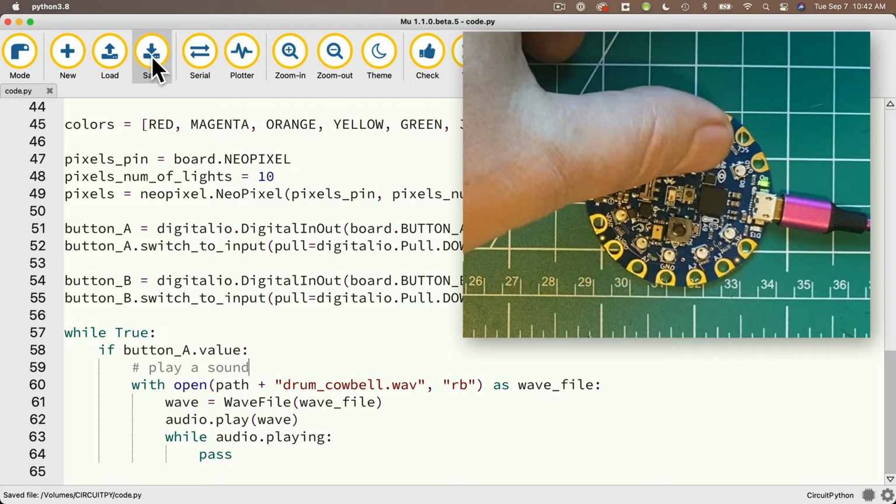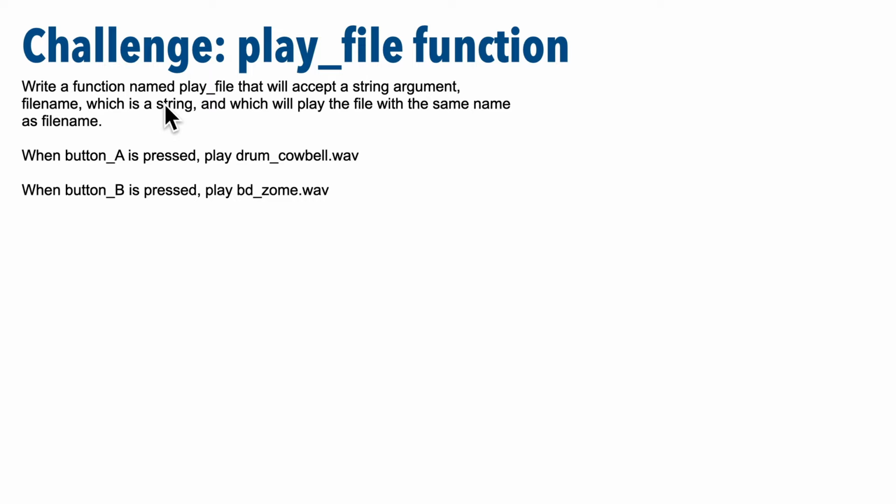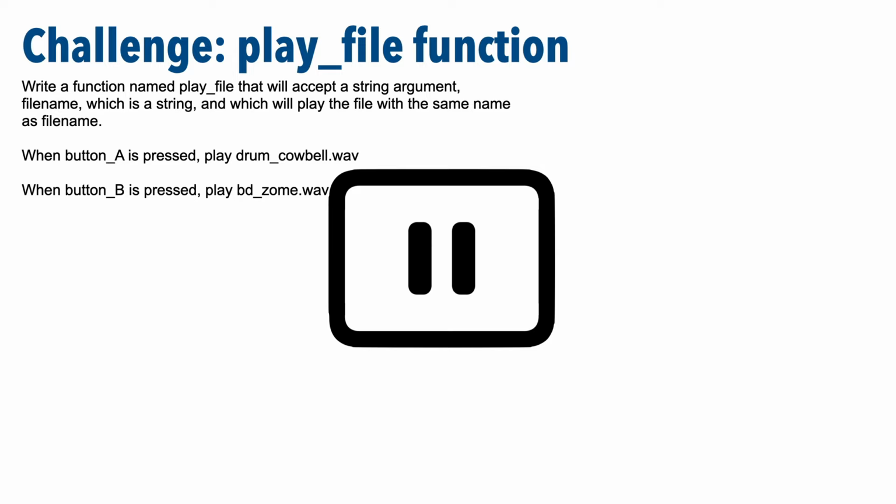So for the next challenge, we want to harken back to what we learned about functions. We want to write a reusable function called play_file. We want to be able to use that whenever we want to play a file. That should accept a string argument of the name of the file that we want to play. And we should call play_file when we press button A, passing in drum_cowbell. And when button B is pressed, we should pass in the sound bd_zoom.wav. So why don't you give that a shot? Pause. And when you're ready, let's compare answers.